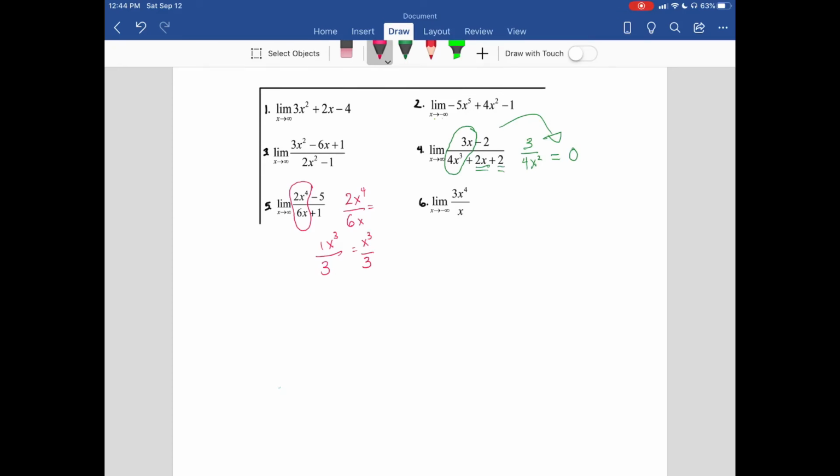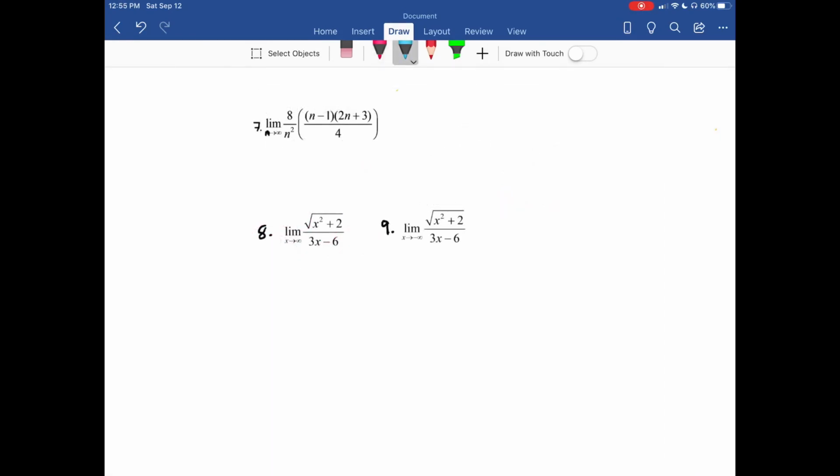And I know that's an odd powered function with a positive leading coefficient, and my end behavior for those functions looks like this. And so I know that this limit will approach infinity. Nice. So this is the same idea, except this one's super clean. I can simplify that to 3x cubed, and my limit as x approaches negative infinity is still the same end behavior, positive leading coefficient, odd. So this will approach negative infinity.